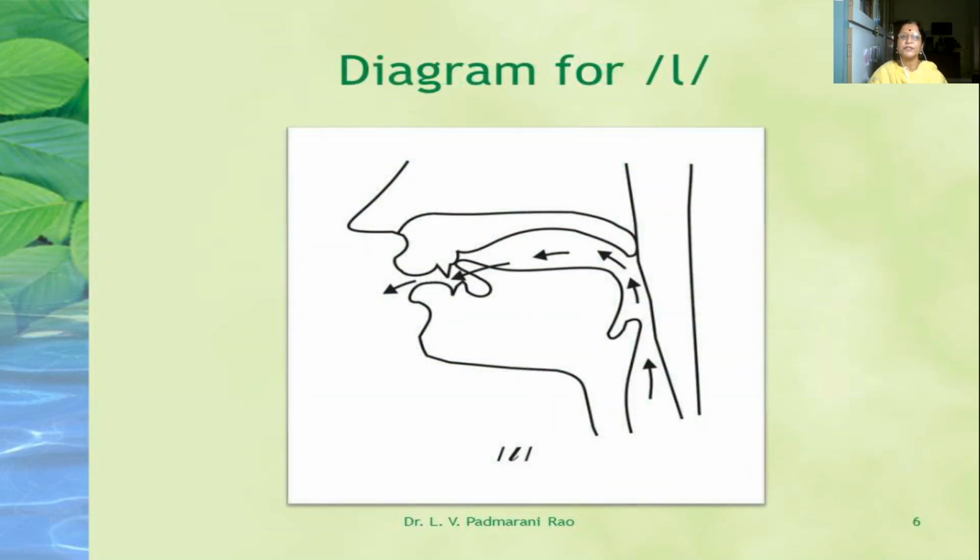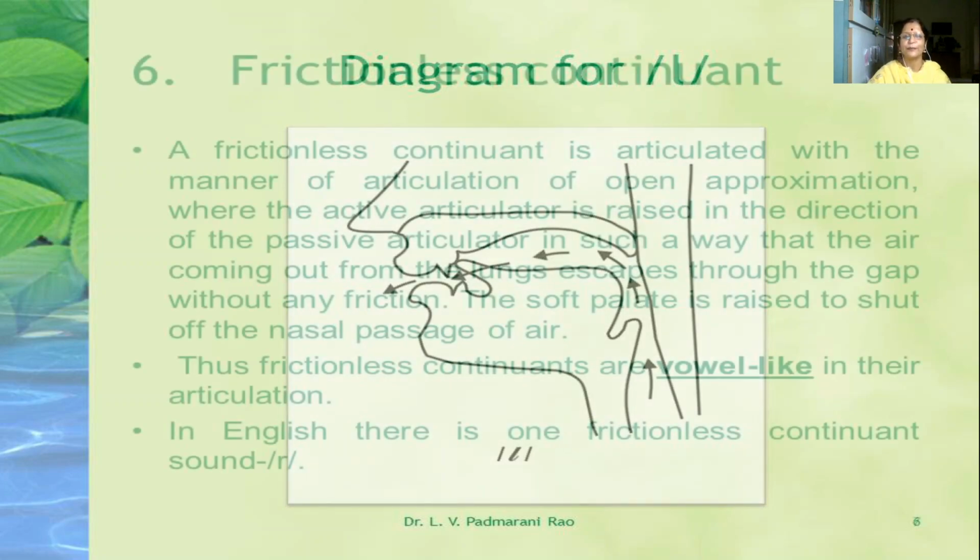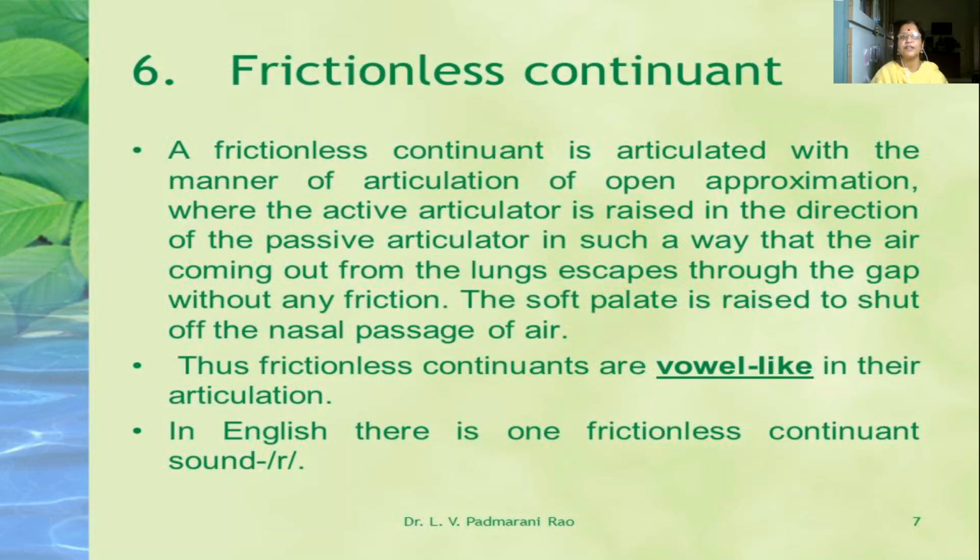The diagrammatic representation for the sound L is, as you could see in the picture, you could find that the soft palate is raised to shut off the nasal passage of air. The tip of the tongue makes a contact with the teeth ridge to completely block the oral passage as well. But as you could find, the sides of the tongue, or the rims of the tongue, are lowered so that the air that is coming out from the lungs can pass through the sides of the tongue in spite of the fact that the tip of the tongue makes a contact with the teeth ridge and is firm. That's why the sound is called lateral. Lateral.